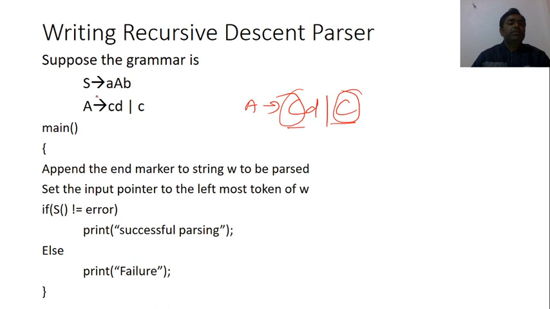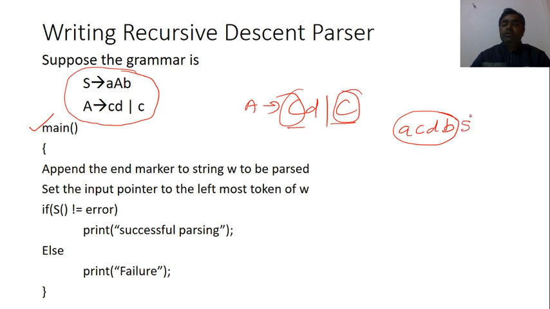Now first, when you want to write the recursive descent parser, you have to write the main. Now you can see what the string is. Just take only one string which can be accepted by this grammar, and you can see here A, C, D, B is accepted by this grammar. Suppose that this is the input string given to you, and your task is to write a recursive descent parser using this grammar. How will you write it? First you will append the end marker to the given string, this one.